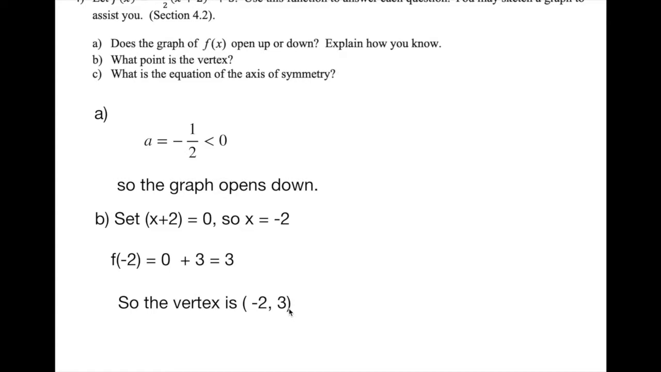That's part B. For part C, axis of symmetry. That's again x equal to the first coordinate in your vertex. So x equal to -2.